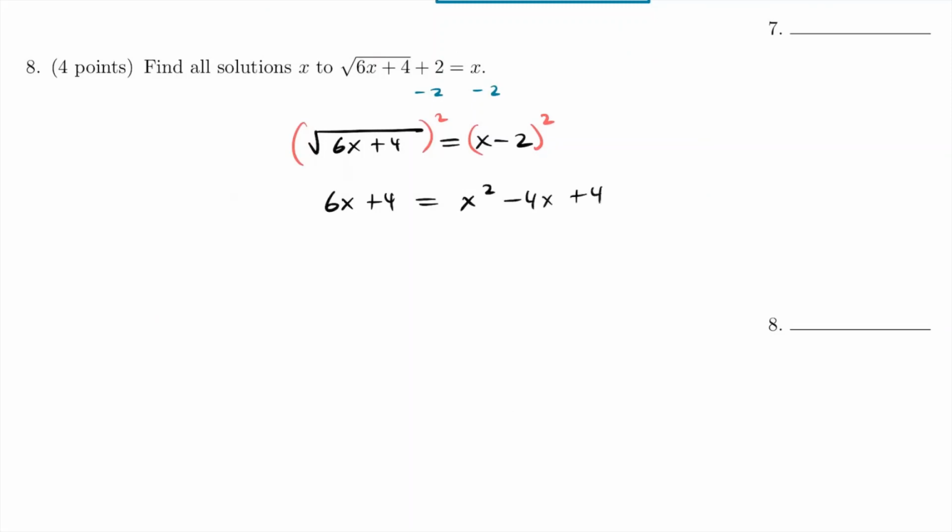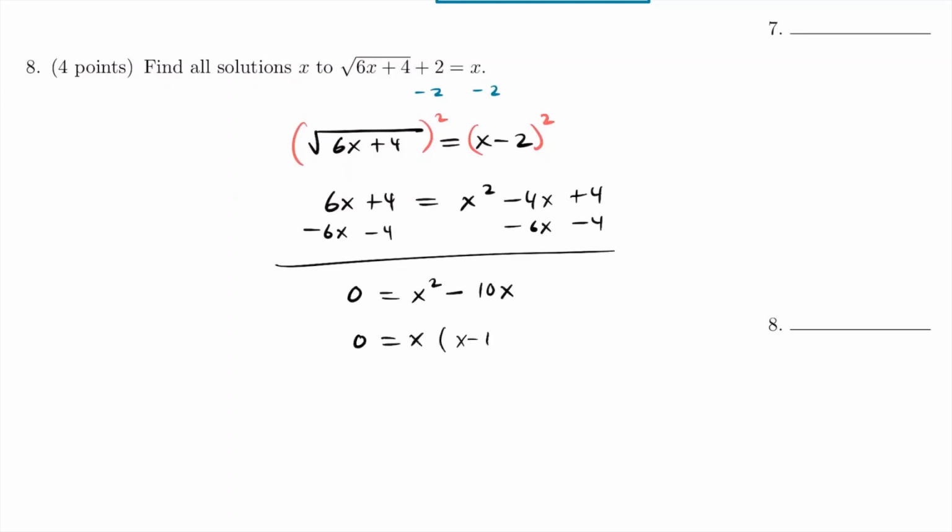And now let's move everything to one side. So I'm going to subtract 6x from both sides and subtract 4. So we set it to 0. So you have 0 equals x squared minus 10x. 4 and negative 4 cancel out. And this I can factor. So it'll be x times x minus 10, which means x is equal to 0 and 10. And we have to check our answer.